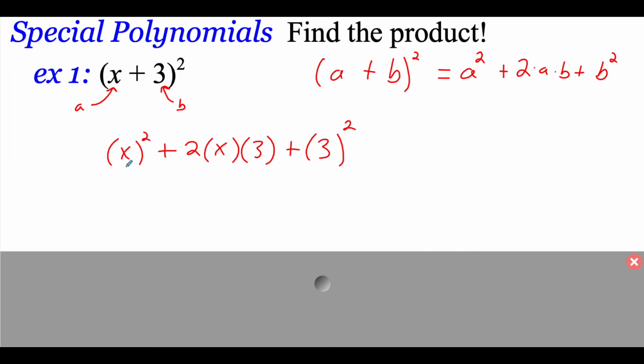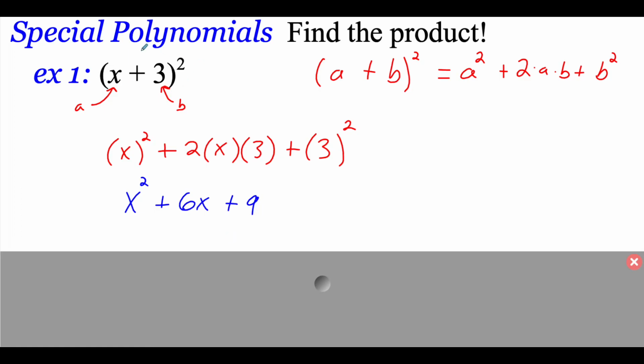X squared doesn't really simplify down. When you take x and square it, you just get x squared. Now in the middle here, where we're taking 2 times x times 3, if I take 2 times the 3, that's going to be 6, but we still have that x attached on there. And then on the end, if we take 3 and square it, we get 9.